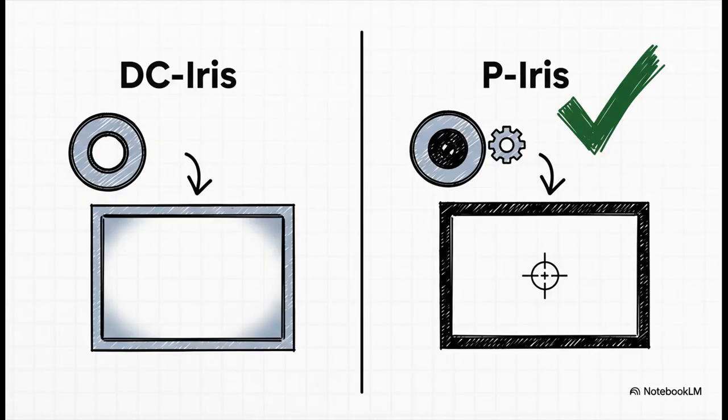Now let me give you a quick pro tip. If your camera gives you the choice, always choose P-Iris over the older DC-Iris technology. A P-Iris uses a little motor to perfectly adjust the aperture to find the absolute sweet spot for maximum clarity across the whole picture. For modern megapixel cameras, it is a total game changer.